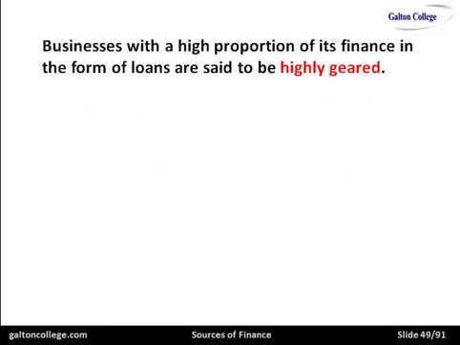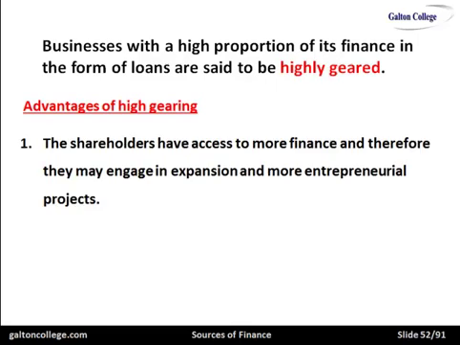Now, businesses with a high proportion of its finance in the form of loans are said to be highly geared. That's what we mean by high gearing for a company. High gearing means a lot of loans as a proportion of its finance. The advantages of high gearing, well, the shareholders have access to more finance, and therefore they may engage in expansion and more entrepreneurial projects. So the shareholders have access to more finance if the banks are willing to lend to the business. The business has become highly geared.